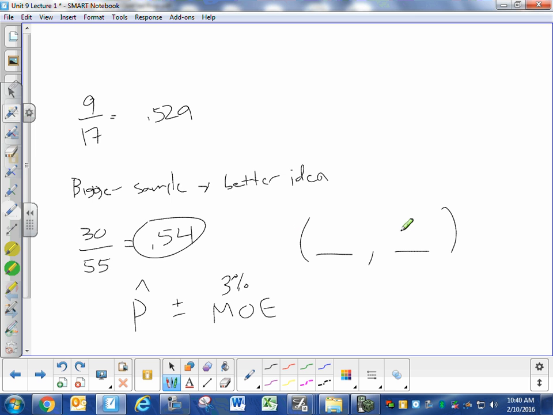And if we add and subtract 3%, it would be 0.57 and 0.51. Well, that's a little bit too simple. And actually, the 3% is not just made up. This margin of error is not made up. There's going to be math involved to find margin of error.